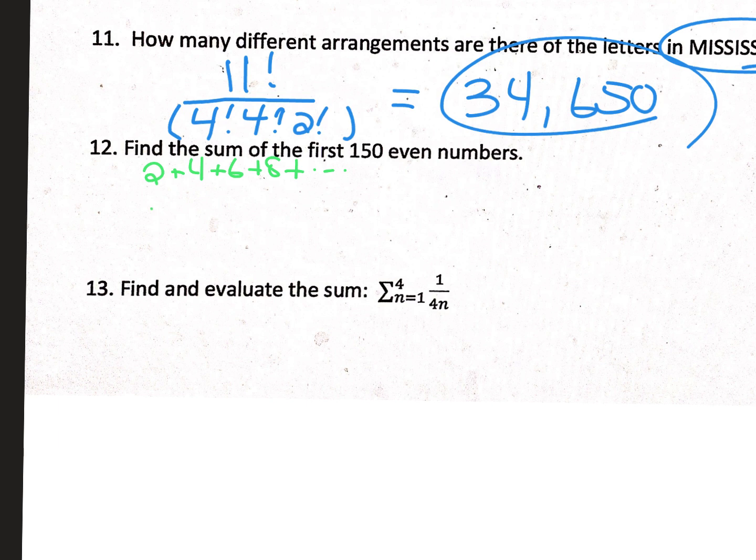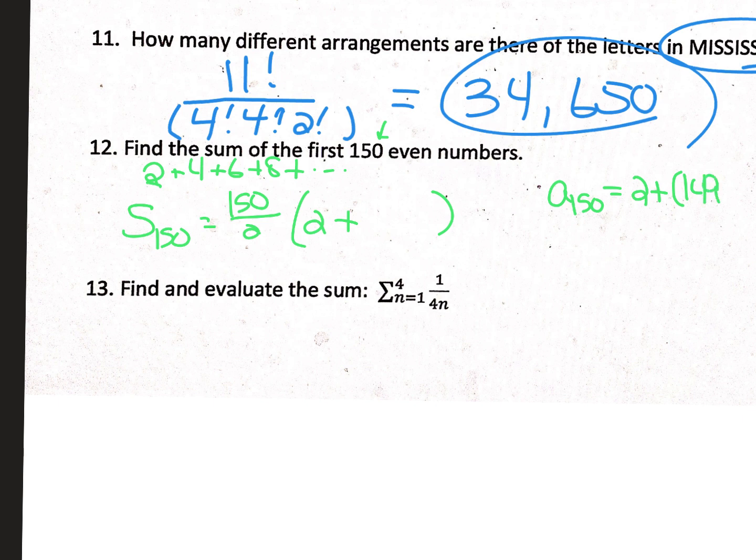All right, so I'm going to say the sum of the first 150 would be 150 over 2. I'm using that first sum formula, first term plus the last term. Now, I know the first term is 2. It's right there. What I don't know is what the 150th term is. So I got to come over here to the side somewhere, do the first formula. What is the 150th number? It's A1 plus n minus 1 times d. Difference is 2.